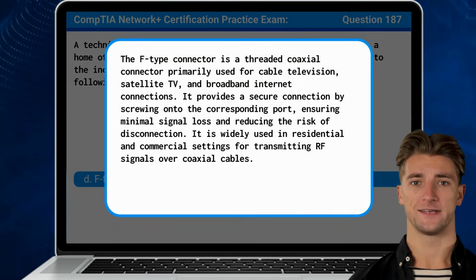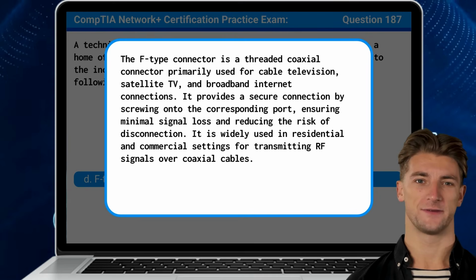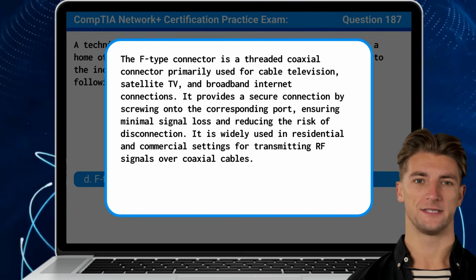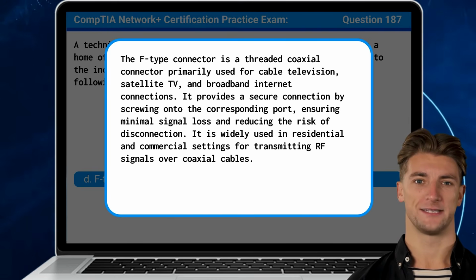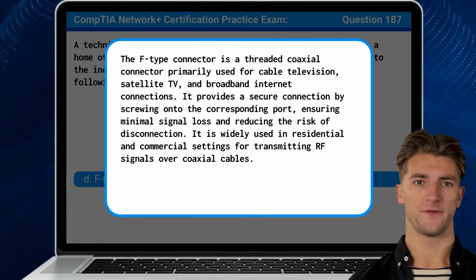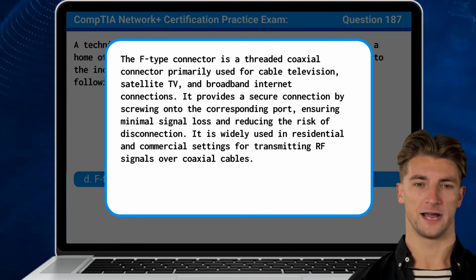The F-type connector is a threaded coaxial connector primarily used for cable television, satellite TV, and broadband internet connections. It provides a secure connection by screwing onto the corresponding port, ensuring minimal signal loss and reducing the risk of disconnection. It is widely used in residential and commercial settings for transmitting RF signals over coaxial cables.